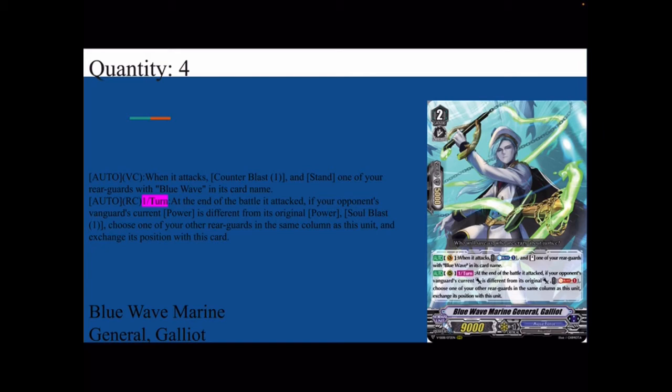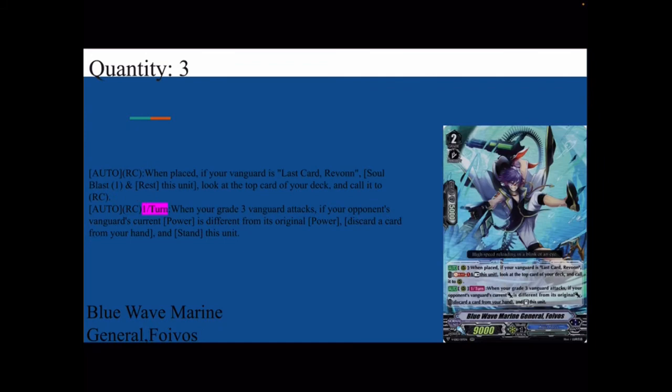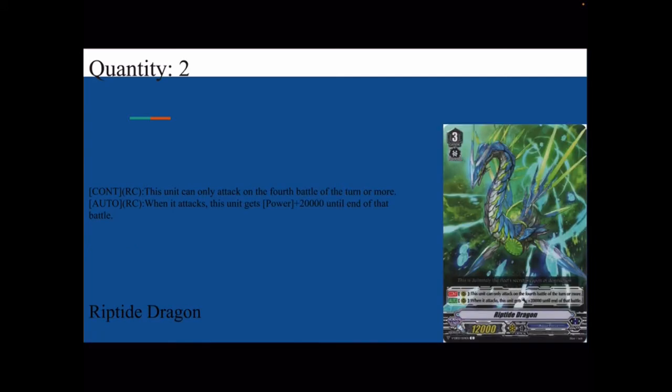You don't have to. If you want to save it for something else, you can. I would suggest if you have to ride any of these, Foivus or this thing, because you don't want to raise the Galleus. But either way, still helpful, and he only costs a soul blast to do his other skill. So four copies. On to grade 3s.